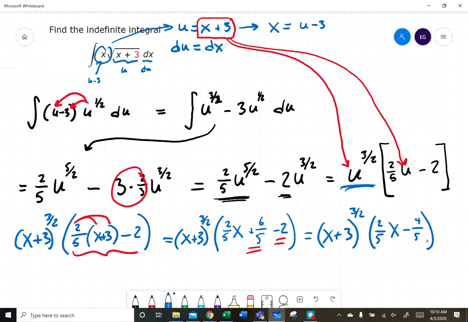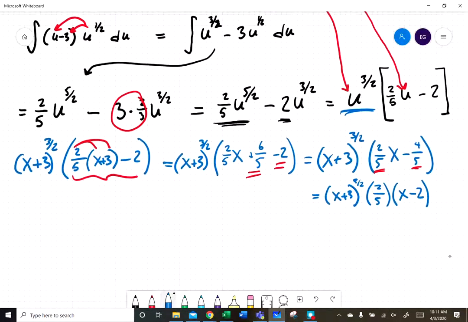All right. We could stop here. Maybe we could go one more step, and we have this 1/5 factor, 2 of them in front of the x, and then we have 4 of them over here, so we could factor that out, and that should probably be our last step. So we could say x plus 3 to the power of 3 over 2. Factor out a 2/5, and we're left with an x minus 2, and let's clean that up just a little bit.